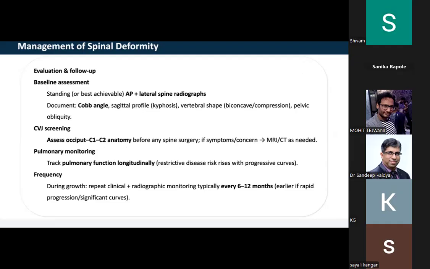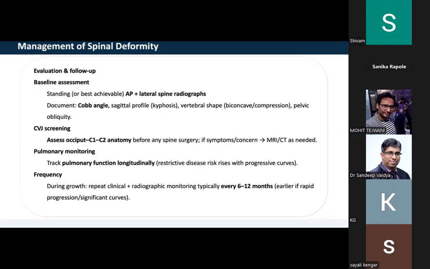We have to get CVJ screening done before we do any intervention of the spine. We have to assess the occiput, C1, C2. If they have any symptoms, or if they are planned for any major correction in the dorsal or lumbar spine, you may get a CT or MRI of the whole spine also. And you evaluate them pulmonary wise also, you have to track the PFT, and you have to see whether they are entering that curve of restrictive lung disease as the curve is progressing, because that is one of the surgical indications. Radiographic monitoring is to be done every 6 to 12 months during growth.